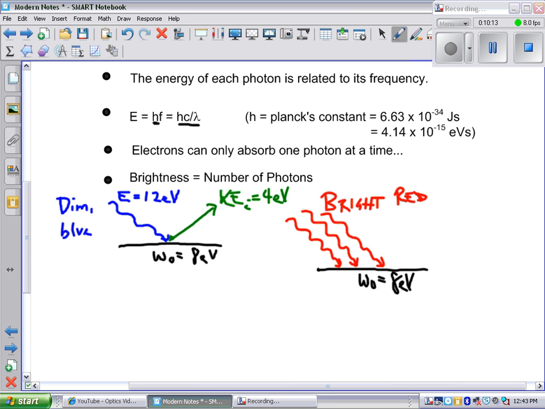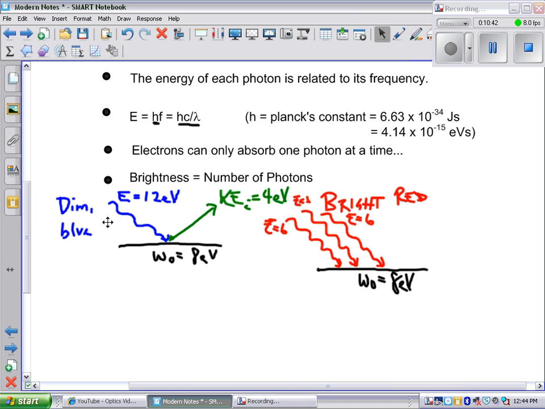Okay? But since it's red light, each photon is going to have less energy. So let's say that the energy for this one is 6, for this one is 6, and for this one the energy is 6. Now the electron that's down in the surface is going to absorb, say, one of these 6 eV photons. Is that enough to overcome the work function? No, it's less than 8, so it can't.